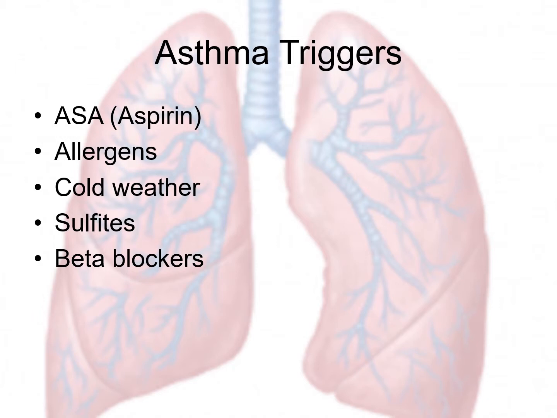Beta blockers can actually stop them from getting that bronchodilation that they need, and therefore they get the spasm and they can actually get an asthma attack.